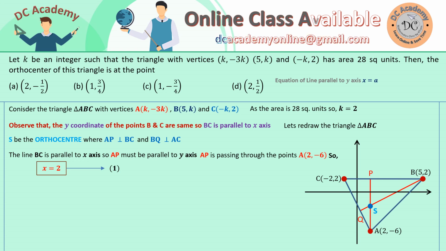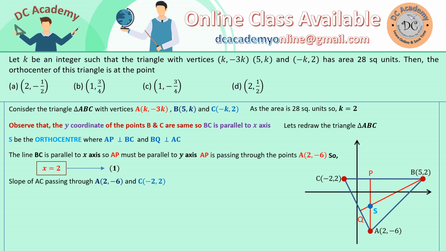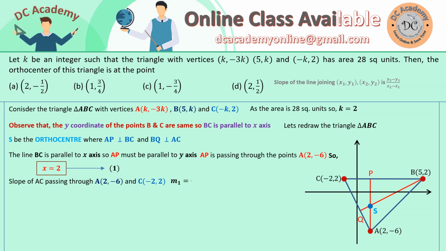That's it. Now we need to find the equation of BQ. How do we do that? BQ is perpendicular to AC, so we first need to find the slope of AC. Let's go ahead and find the slope of AC. It is passing through the two points A and C. We know that the slope of the line joining two points (x1, y1) and (x2, y2) is (y2 - y1)/(x2 - x1). So if we calculate, the slope is (-6 - 2), obviously the y coordinates, divided by (2 - (-2)). So we get minus 8 divided by 4, and hence it's minus 2.